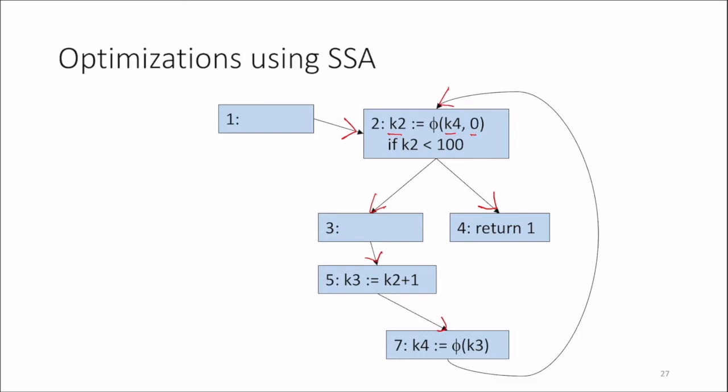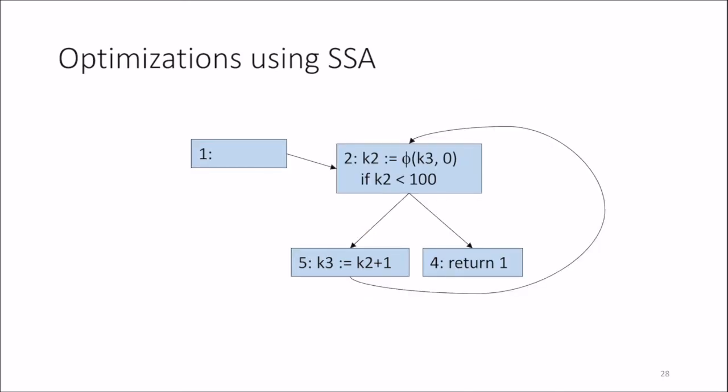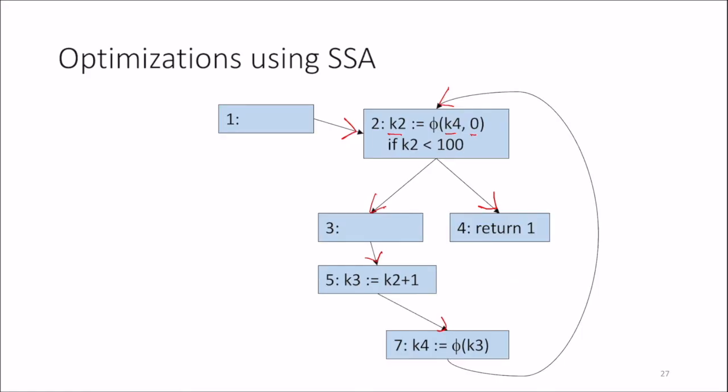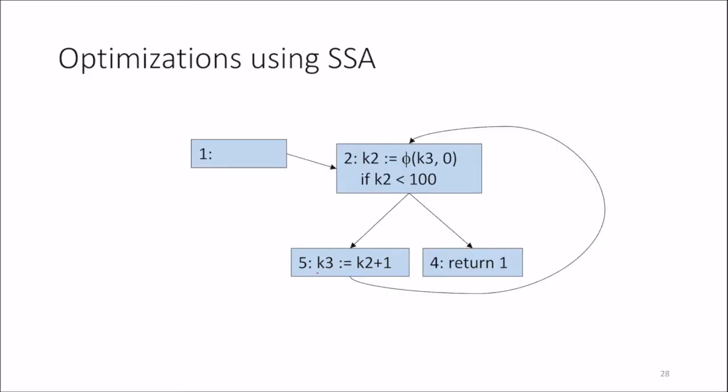So as you can see, we can simplify this further. Instead of K3 is equal to K2 plus 1 and then K4 is phi of K3, we can combine these two statements together and just call this K3 is equal to K2 plus 1, and then use that K3 as the input to this phi function. So notice that so far we've simplified it into this loop where K2 is incremented and we check this conditional statement.